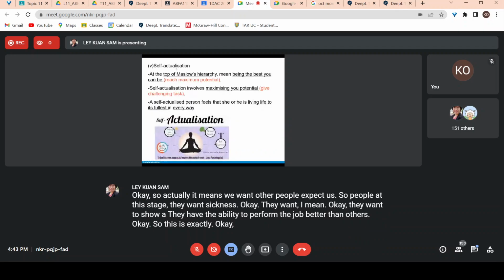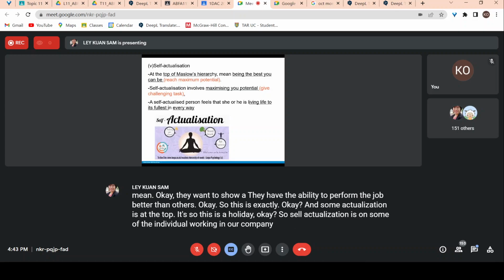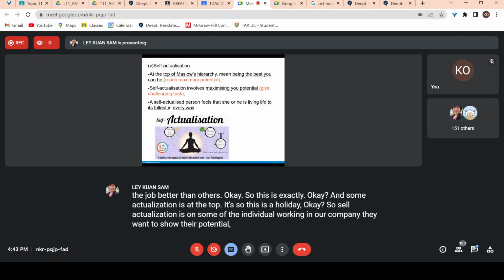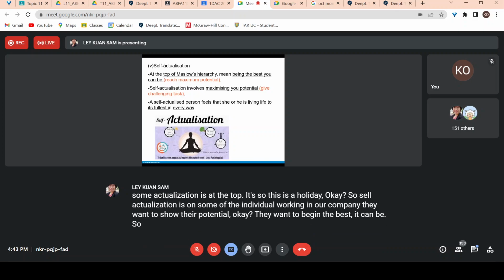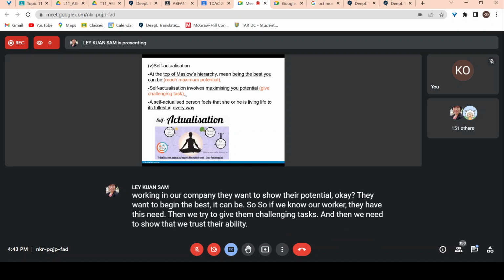Okay, self-actualization need is at the top. Okay, so this is the highest. So self-actualization is some of the individuals working in our company, they want to show their potential. Okay, they want to be the best they can be. So if we know our worker has this need, then we try to give them challenging tasks, and then we need to show them we trust their ability.